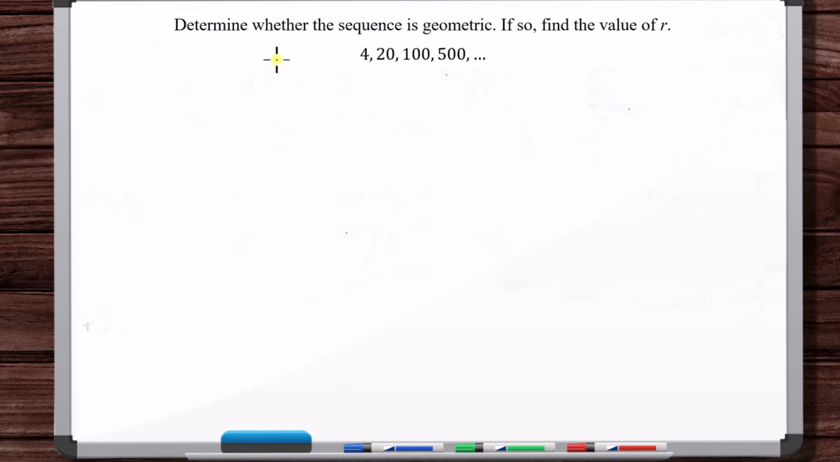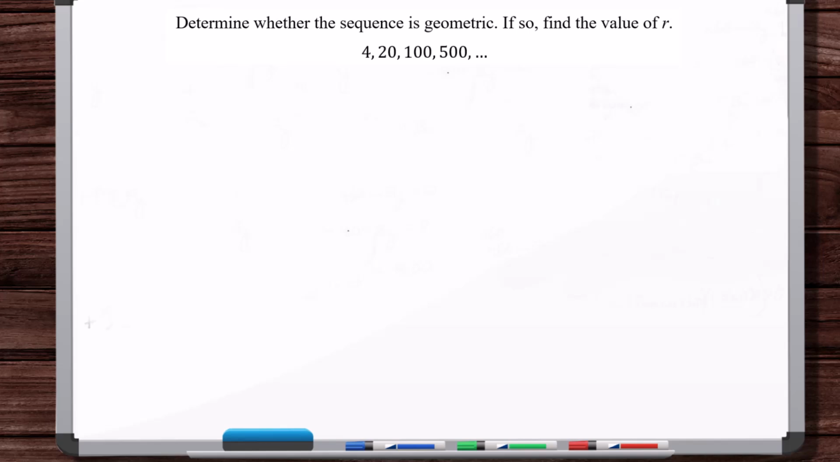So first, problem: determine whether the sequence is geometric. If so, find the value of r. Okay, so a geometric sequence, the key feature is that to get each next term in the sequence, you're multiplying by some constant value, and that value is labeled r. That's how you know you have a geometric sequence.